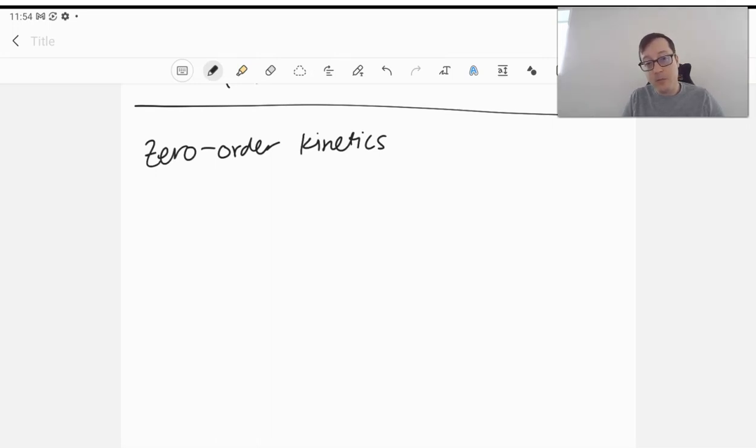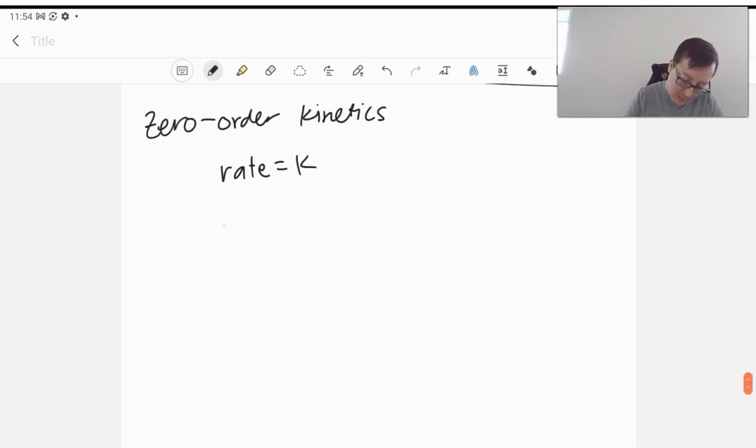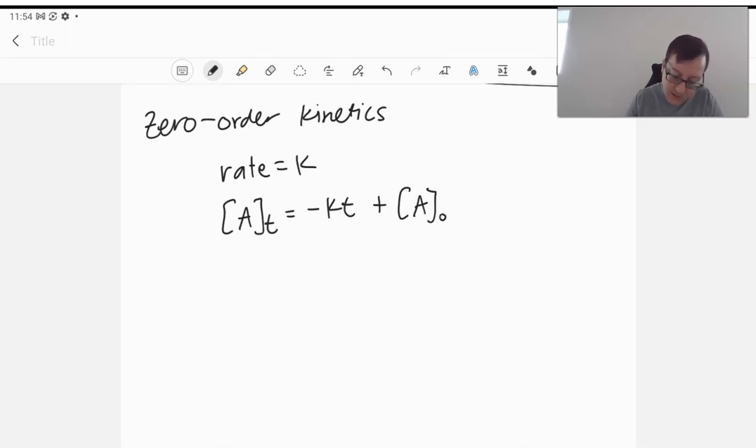Finally, for the third of our common kinetic reaction orders, we'll talk about zero order. In this case, the rate is simply k, and if we integrate this, we see that the concentration of A at time t will be negative kt plus our initial concentration.